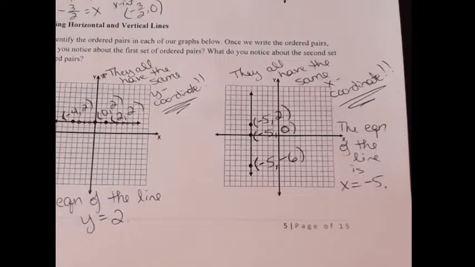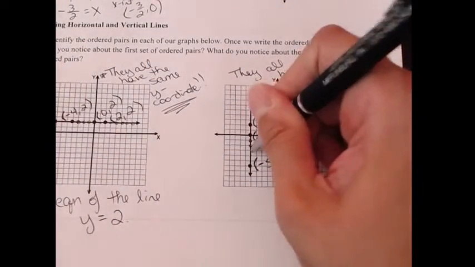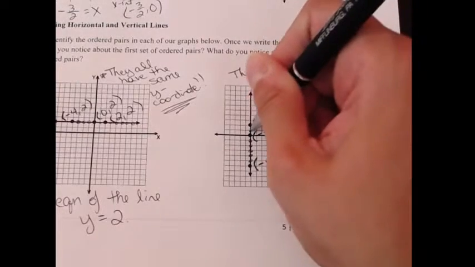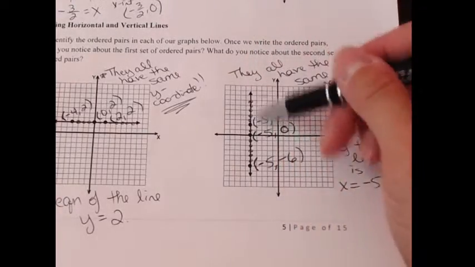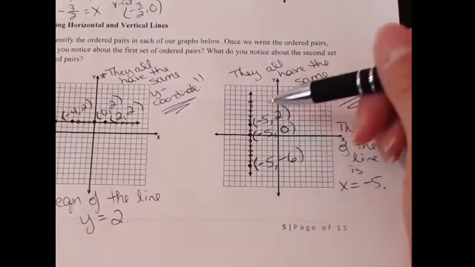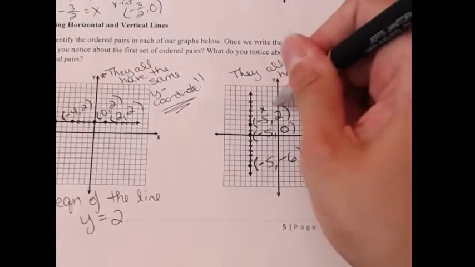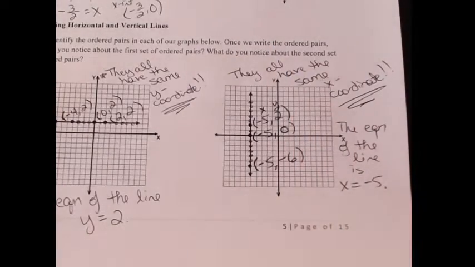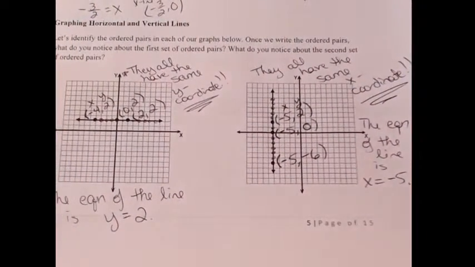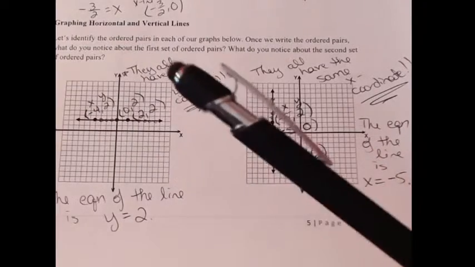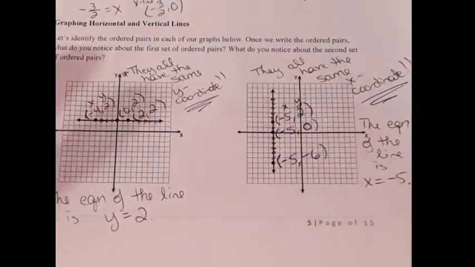Which means y could be any number, right? Look, y is 2 or 0 or -6. It doesn't matter. Any point you pick on this line, x has to be -5. But y could be anything. Anything, right? It could be any one of these points. But x has to be -5. So if it helps, I'm going to write xy over the ordered pair. I'm going to do the same thing for the first ordered pair in the first graph. xy, -4, 2, 0, 2, 2, 2. Hopefully that idea makes sense.